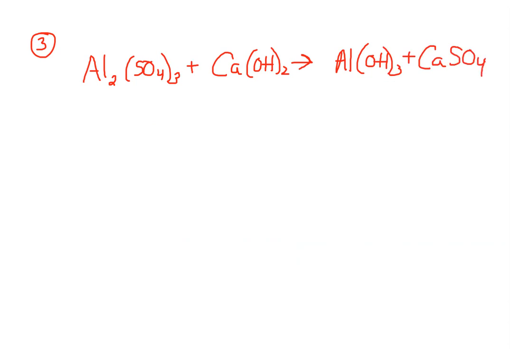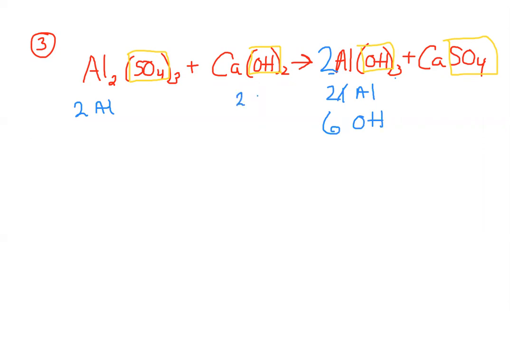So first, let's look at the things that stay together. SO4, SO4, so we can think of them as 1. OH, OH, we can think of those as 1. So we've got 2 aluminum, 1 aluminum. So let's put a 2 there. Now we have 2 aluminums. That gave us 2 times 3, 6 OHs. Over here, we only have 2 OHs. So in order to have 6, we have to put a 3 in front. Now we have 6.